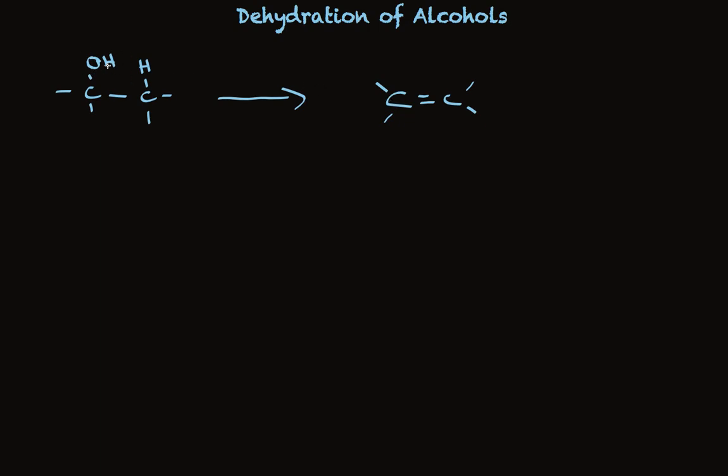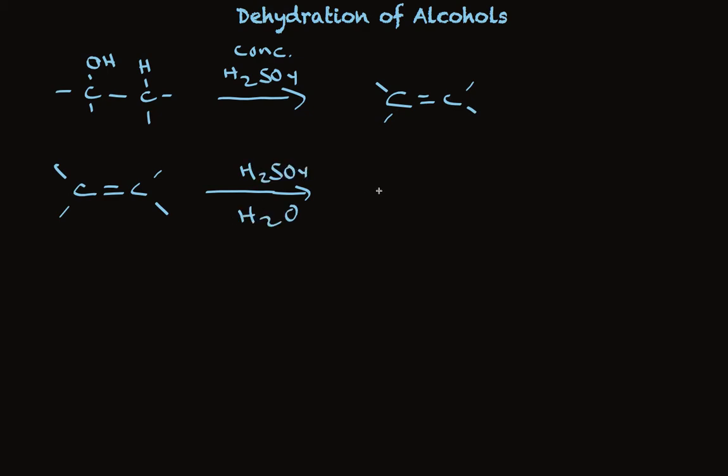The classic way for converting this into a good leaving group for dehydration is to use a very strong acid. Concentrated sulfuric acid is classical. Now I'm going to put concentrated above it because that is very important. It's important because, well, do you remember this? Alkenes are converted by treating with sulfuric acid and water to make alcohols.